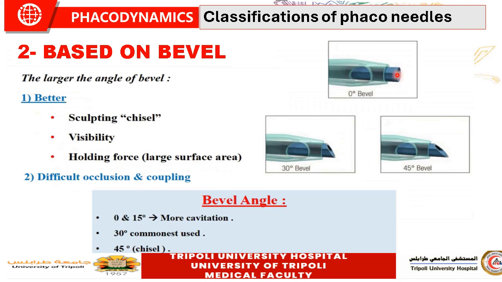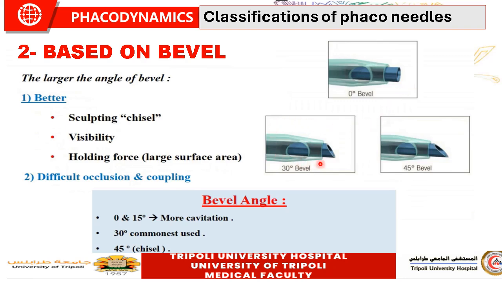Now 0 degree means that if we draw a line perpendicular to the shaft of the Phaco needle, it has no angulation. However, here, as you can see, there is an angulation. Now the advantage of the 0 degree is that it is very easy to be occluded. However, it is not very good in sculpting because there is no sharp edge.